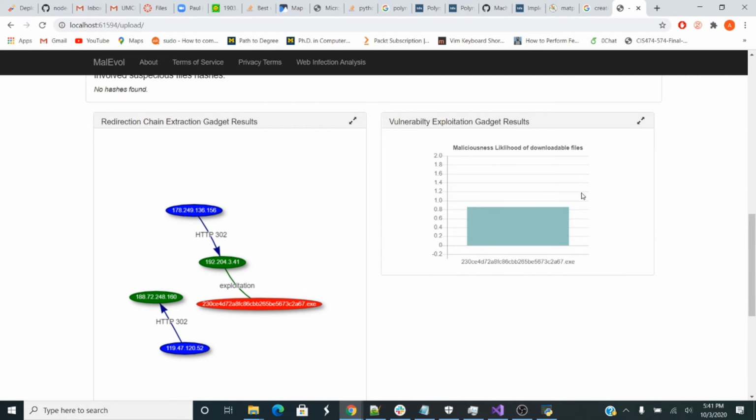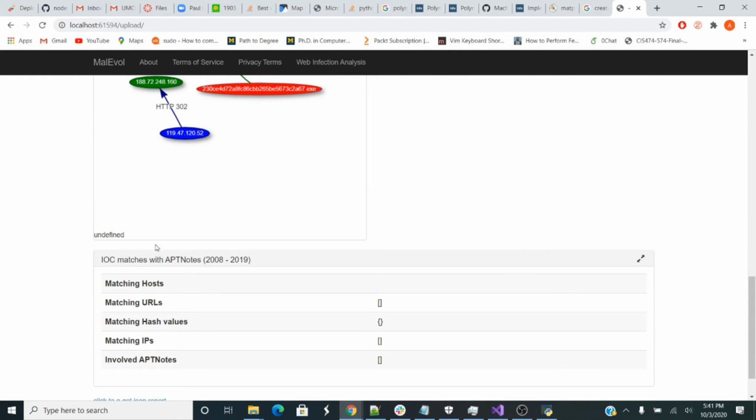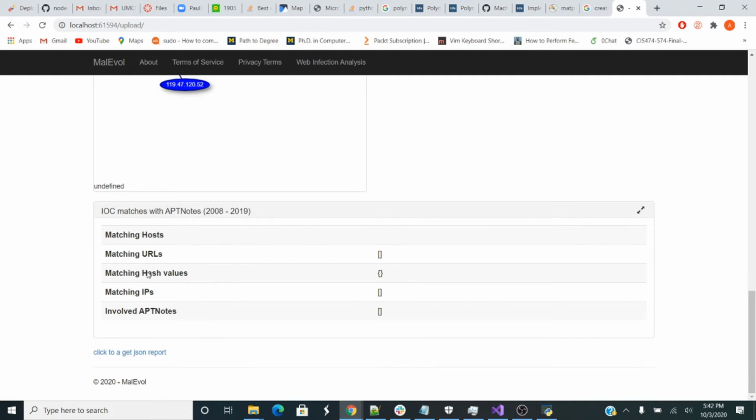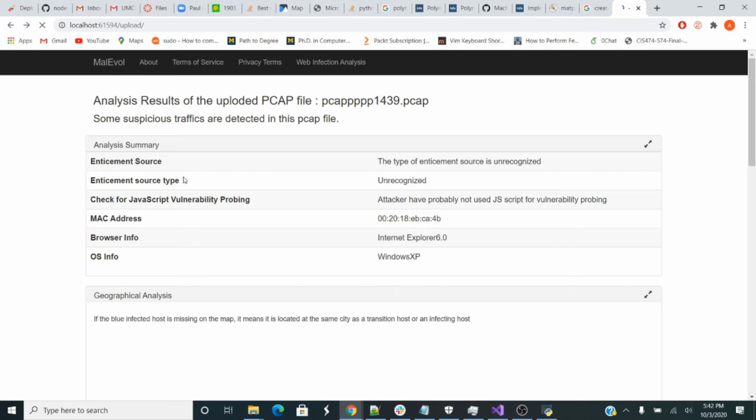And here we investigate the maliciousness likelihood of these downloadable files. For example, here this file is 80% malicious. And we also investigate the matching IOCs of this pickup with publicly available APT nodes between 2008 and 2019. Obviously, for this file, there is no matching IOCs. And for each pickup, we provide a JSON report that can be used for further analysis by our users.